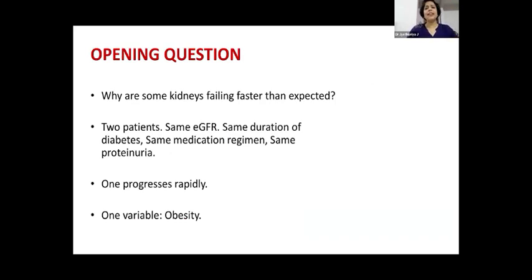Why are some kidneys failing faster than expected? Let's take two patients, same eGFR, same duration of diabetes, same medication regimen, same proteinuria. One patient is progressing rapidly compared to the other. What is this due to? Of course, there are multiple variables, but one of the significant variables is obesity.